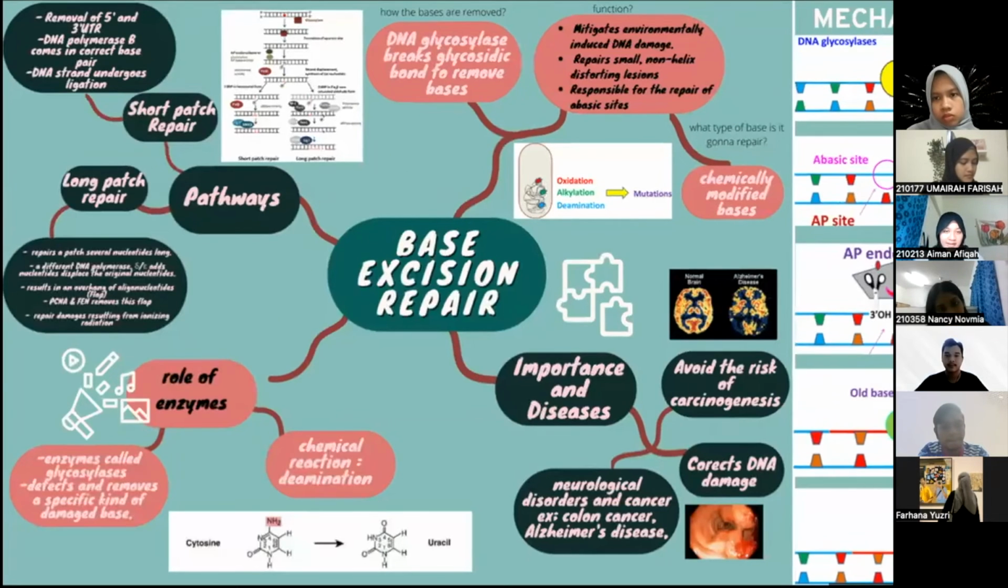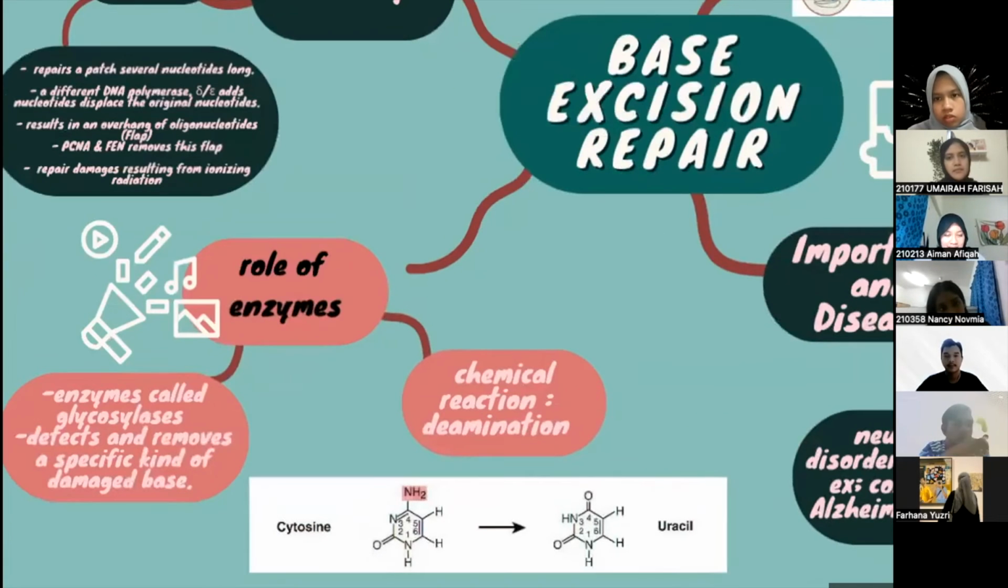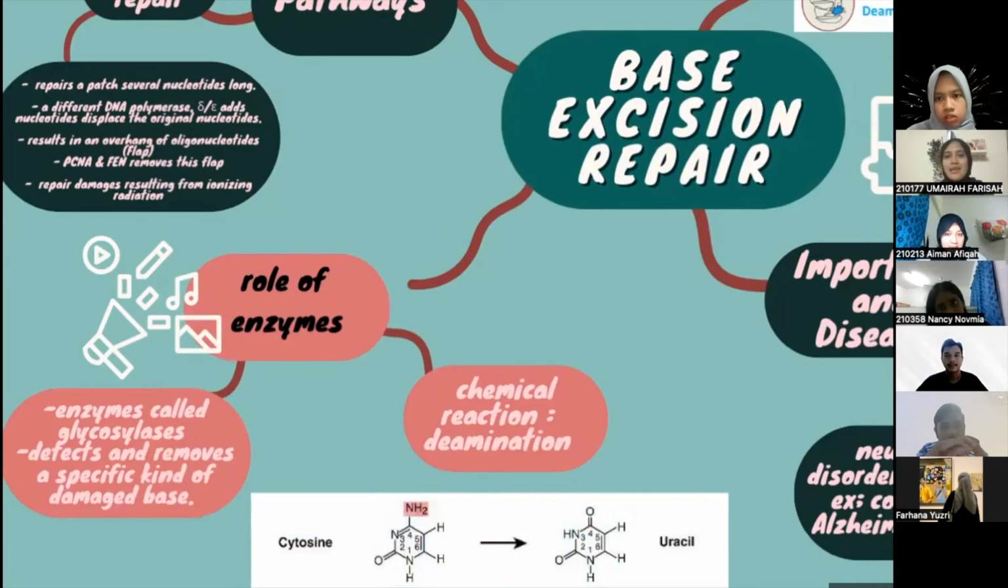Thank you, Arif. So, every reaction needs an enzyme to lower the activation energy. Yes, correct, Aiman. Same goes for base excision repair. So, we need a group of enzymes called glycosylases. Each glycosylase detects and removes a specific kind of damaged base. For example, a chemical reaction called deamination can convert a cytosine base into uracil, a base typically found in RNA. Okay, I'll pass to the next presenter, Hanisah.